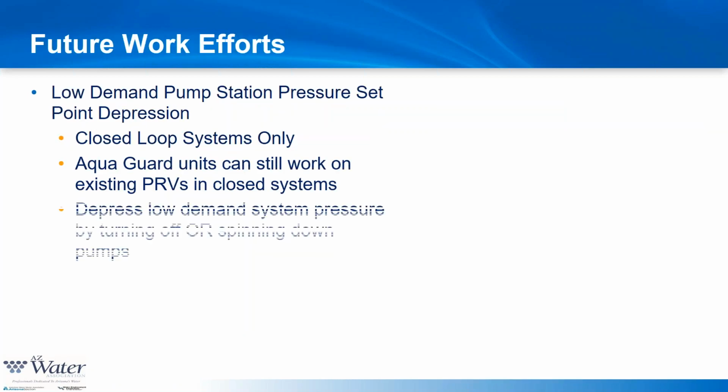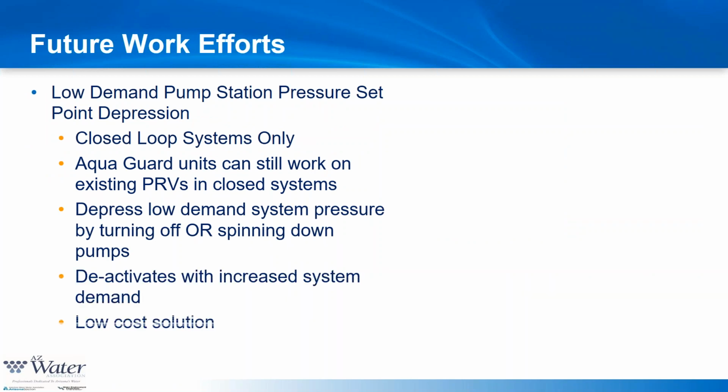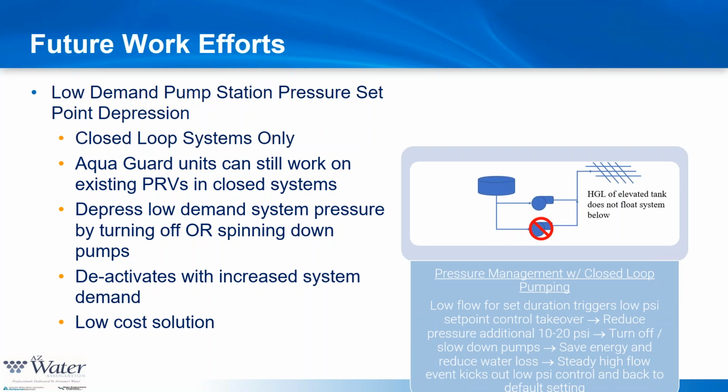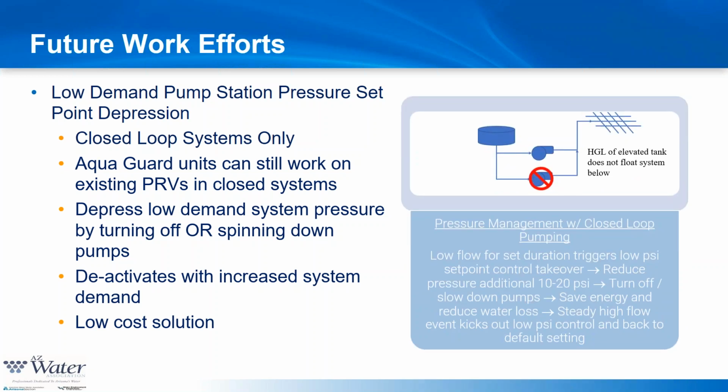Future work efforts: let's look at low closed loop pressure for pump station pressure set point depression. That's basically where you have a closed loop system and you can dump the system pressure at night and turn off pumps and reduce the barrel stress on the pipe. That kind of looks like this in a system like this. In Arizona, we love to fill tanks, break head, and pump the closed loop system because we don't have the luxury of elevated tanks. If you have a closed loop pressure distribution system, this is something you can evaluate as a low cost solution.